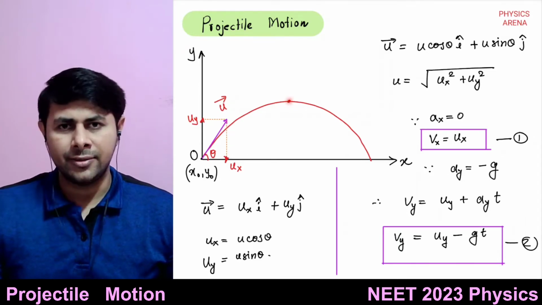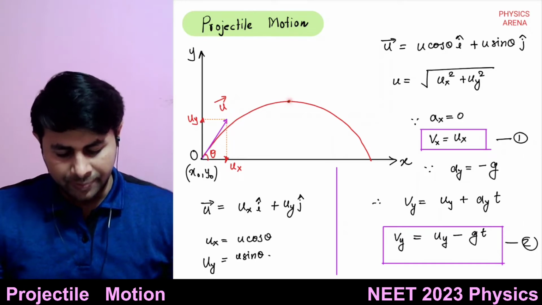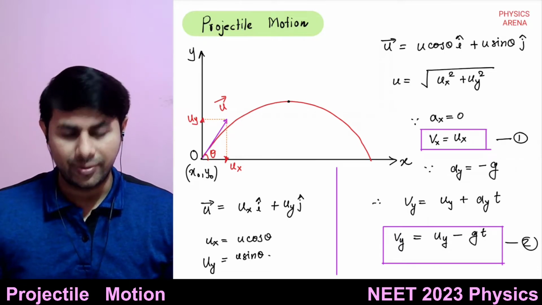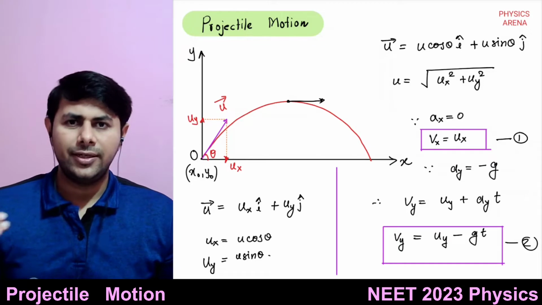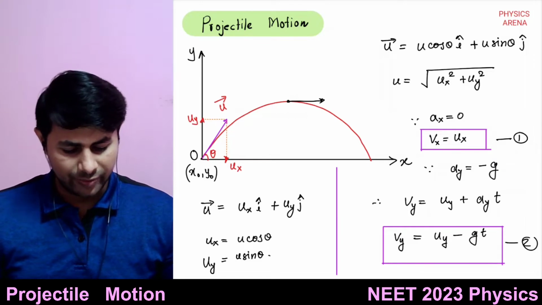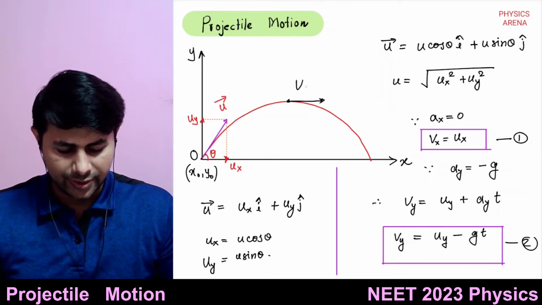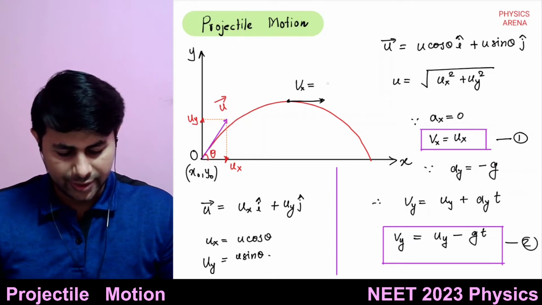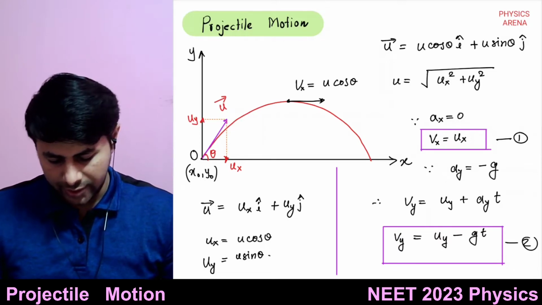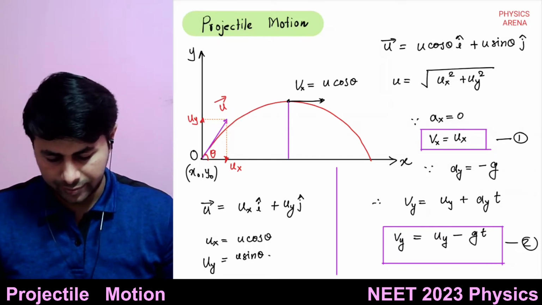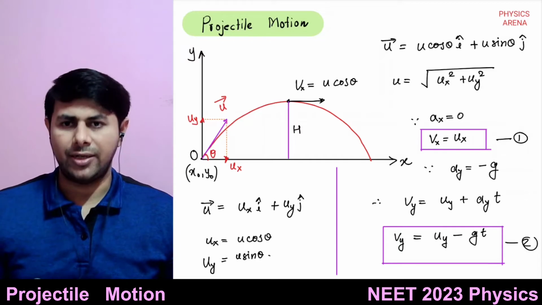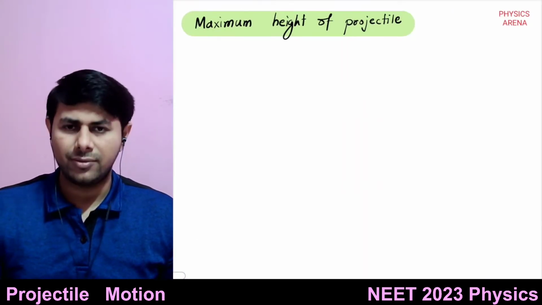So when projectile reaches this height, what will happen? Its y component will become 0. Y component of the velocity will become 0. Okay, so velocity at maximum height will be directed in x direction only. And what will be that velocity? So velocity at this point, Vx will be equal to what? It is just u cos theta. Okay, this is the point of maximum height. So I want to find out maximum height. How do I find? Tell me.